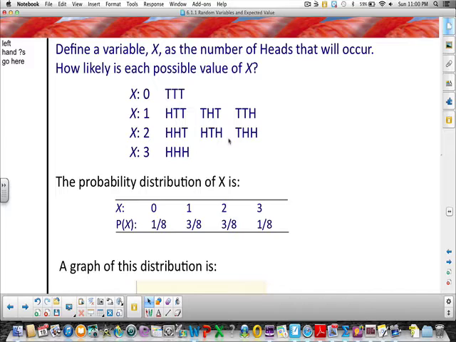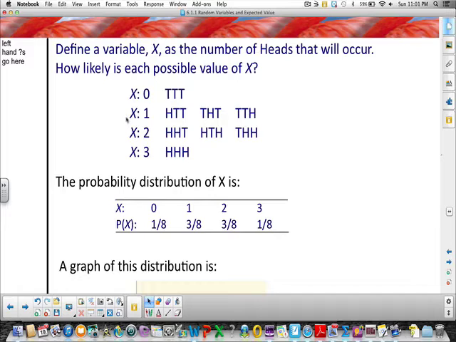However, if I wanted to look at how many heads occurred, then our model changes a little bit. So what we're going to do is define a variable, which we're going to call x, as the number of heads that will occur. And what we want to ask ourselves is how likely is each possible value of x? So let's look at the different possibilities. The first possibility says x is 0. In other words, we had all 3 tails.